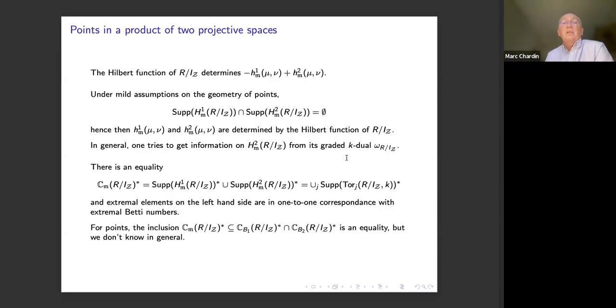And the last remark is that for points, you always have the inclusion that the support of the cohomology with respect to M is in the intersection of the cohomology with respect to B1 and the one with respect to B2. And in the case of points, we can prove from what we know that this is always an equality, but we don't know in general if this is always an equality, for arbitrary dimension in a product of two projective spaces. So that's, for instance, one of the open questions we have. Okay, I think I'll stop here.